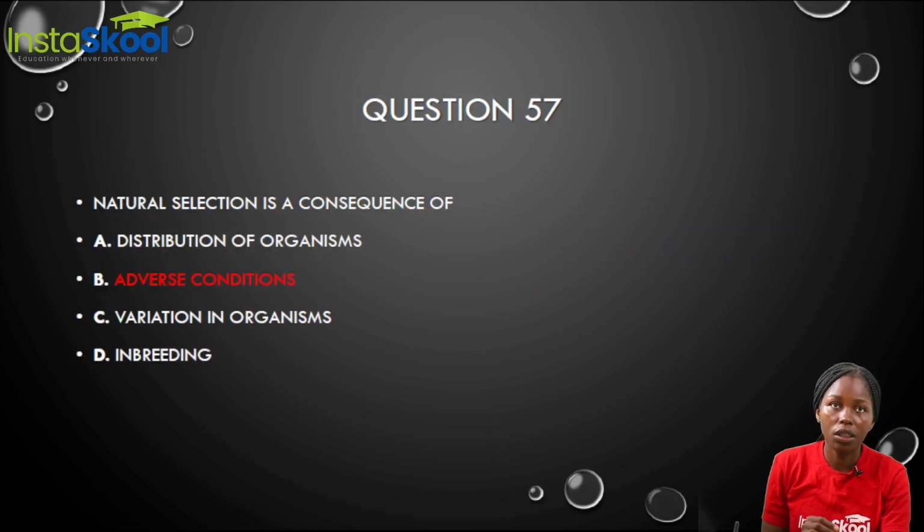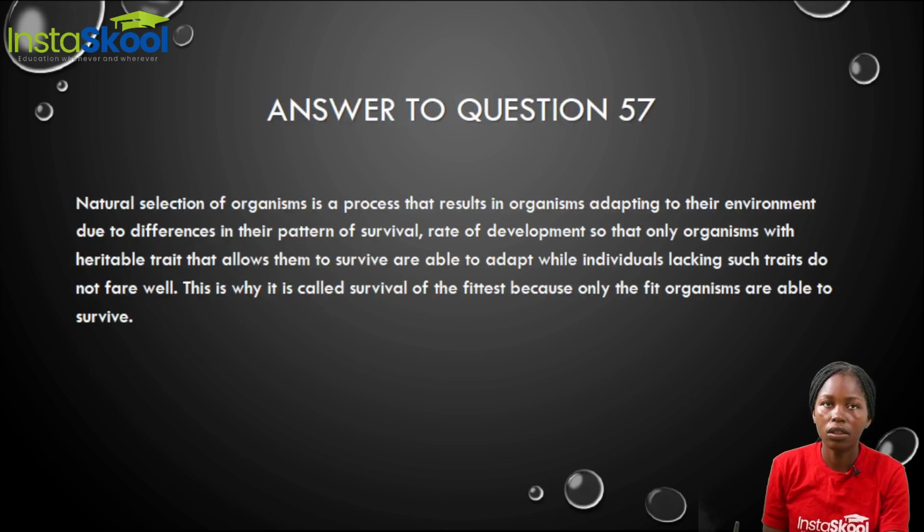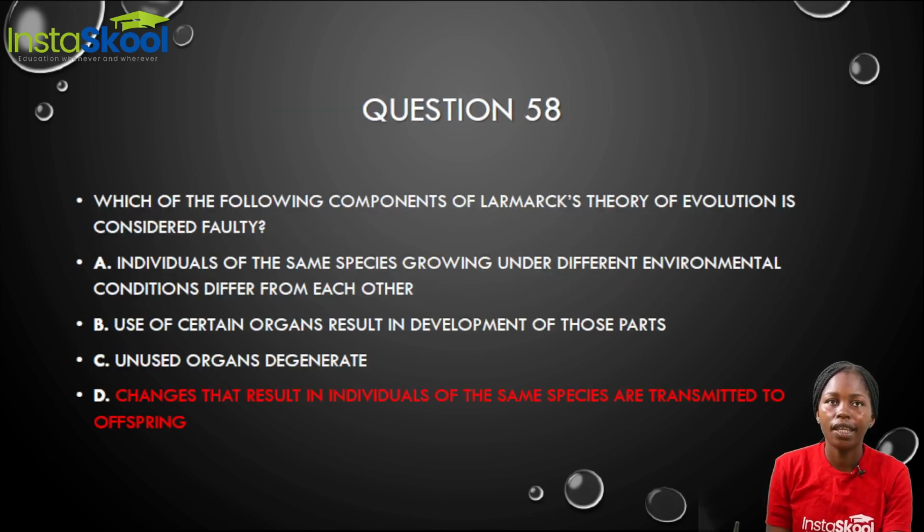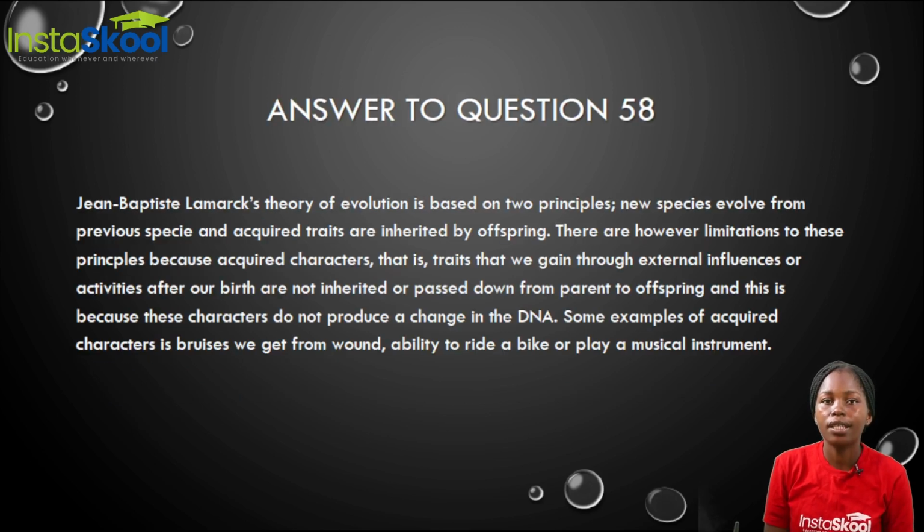So natural selection is a consequence of adverse conditions. Question 58. Which of the following components of Lamarck's theory of evolution is considered faulty? Now, Jean-Baptiste Lamarck is a scientist that worked on the theory of evolution, and his theory is based on two principles. One of the principles is that new species evolve from previous species. The second principle is that acquired traits are inherited by offspring. But there are limitations to these principles.